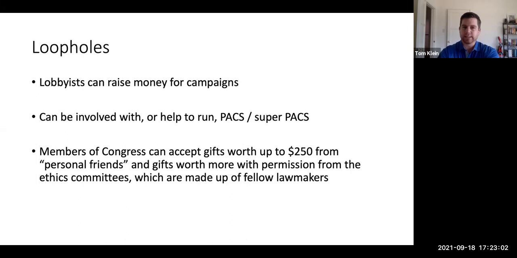Okay, I mentioned loopholes. Let's talk about some of those loopholes. So we always hear about this corruption and people giving money to influence politicians. How do they get around those strict monetary limits that we talked about? A few ways. The biggest way is they can help raise money for campaigns through PACs and super PACs. So if you remember from our previous lectures, PACs can donate money directly to candidates, but there's a limit on the amount of money they can spend. Super PACs cannot donate money directly to candidates, but they have no limit to how much they can spend. So generally, how lobbyists get around these strict monetary gift limits is through PACs and super PACs.